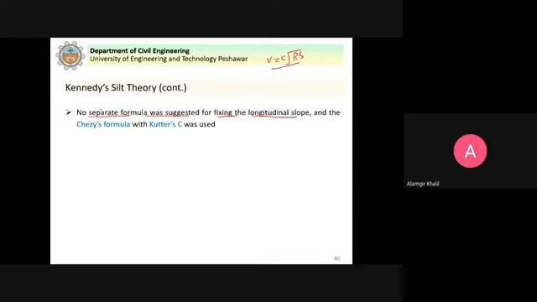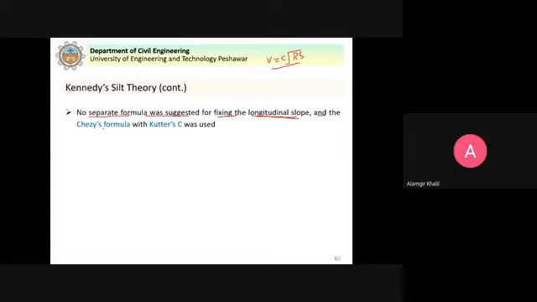Now, in Kennedy's theory, later on we will discuss the drawbacks of the Kennedy's silt theory, but at the moment we just introduce the basic concept and how to design a canal according to this theory. So Kennedy gave no separate formula for fixing the longitudinal slope. It means that if you change the longitudinal slope, you will get the dimensions of a new cross section. It means that we do not have a unique solution. So this is the drawback in Kennedy's theory.